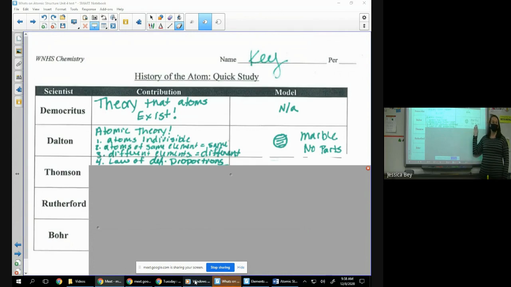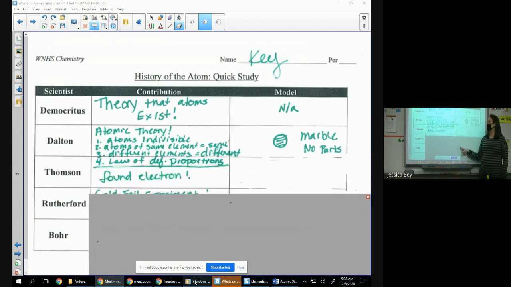Thomson found a part of this marble, though. It is not a no-part marble. Thomson found himself the electron.